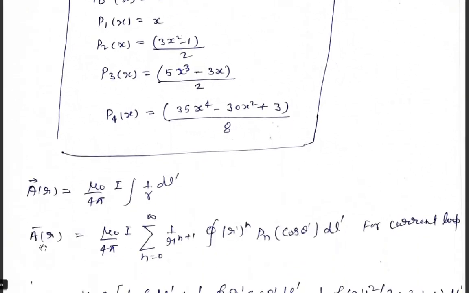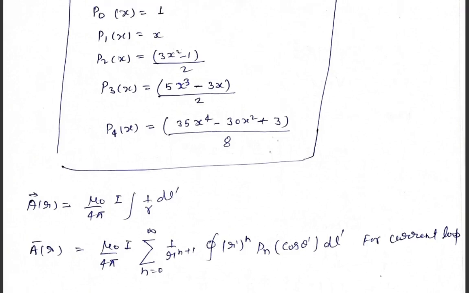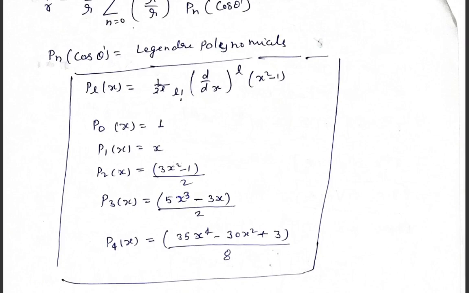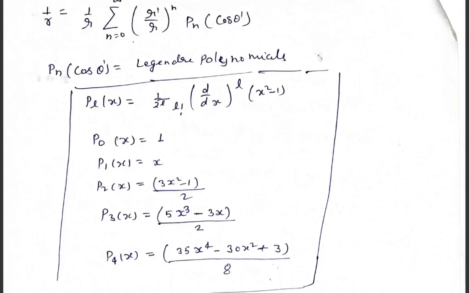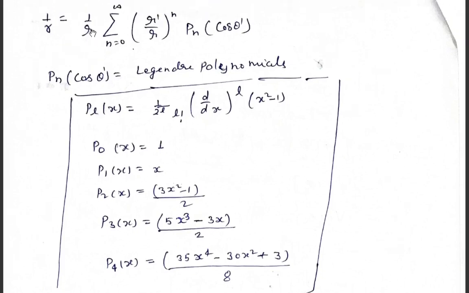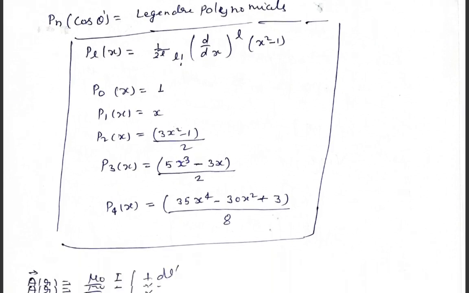We will get A vector equal to μ0 upon 4π I, summation over. In this quantity we have 1 upon r to the power 1 here, and in the summation we have 1 upon r to the power n. So multiplying r to the power n and r to the power 1, we get r to the power n plus 1. That is why, if you substitute this value, what will we get?